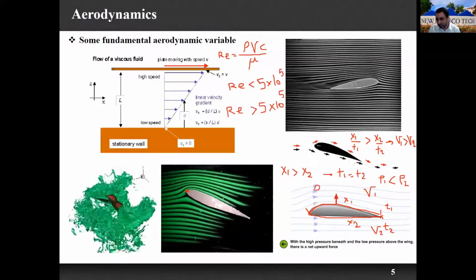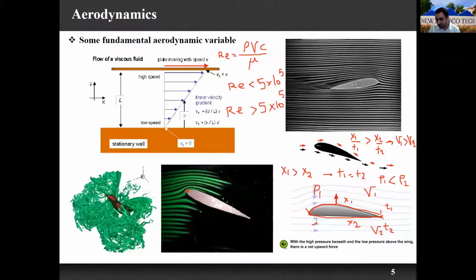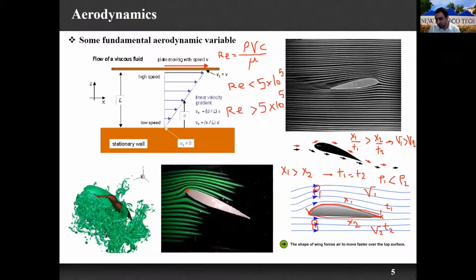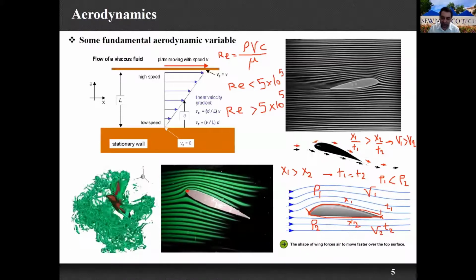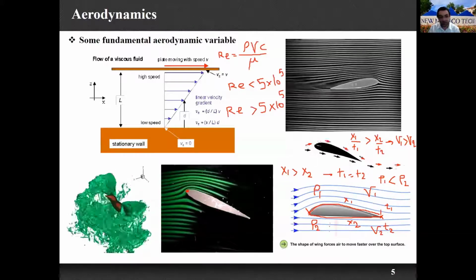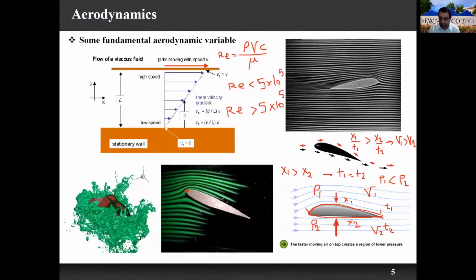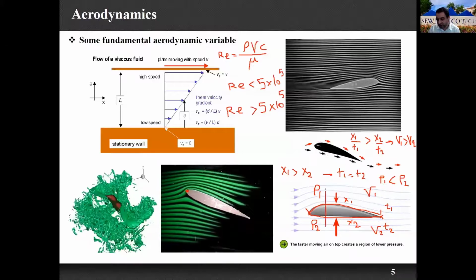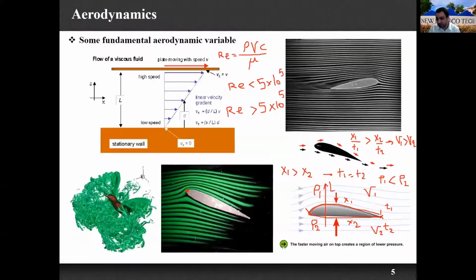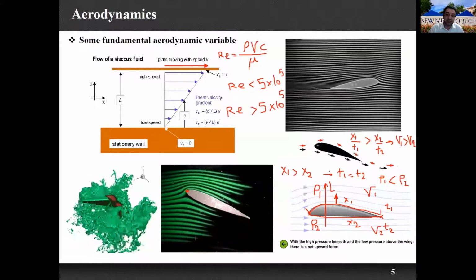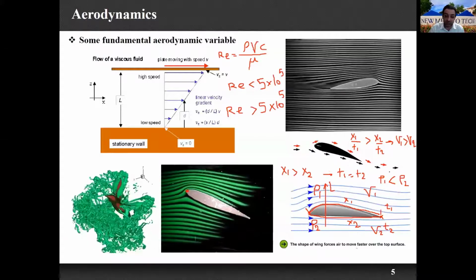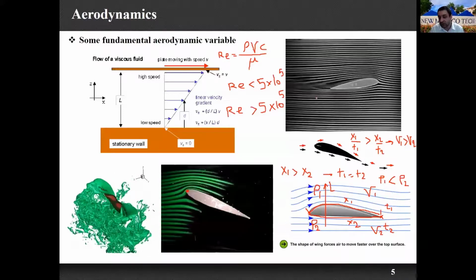So this is P1 here, and here is P2. As you see, the pressure underneath is more than the pressure on the upper side of my airfoil. Because of this pressure difference, P2 is more than P1, so it will generate a lift force. So this is the source of generating the force. I will discuss this more once we get to the software. This is just for your information to know how this works.